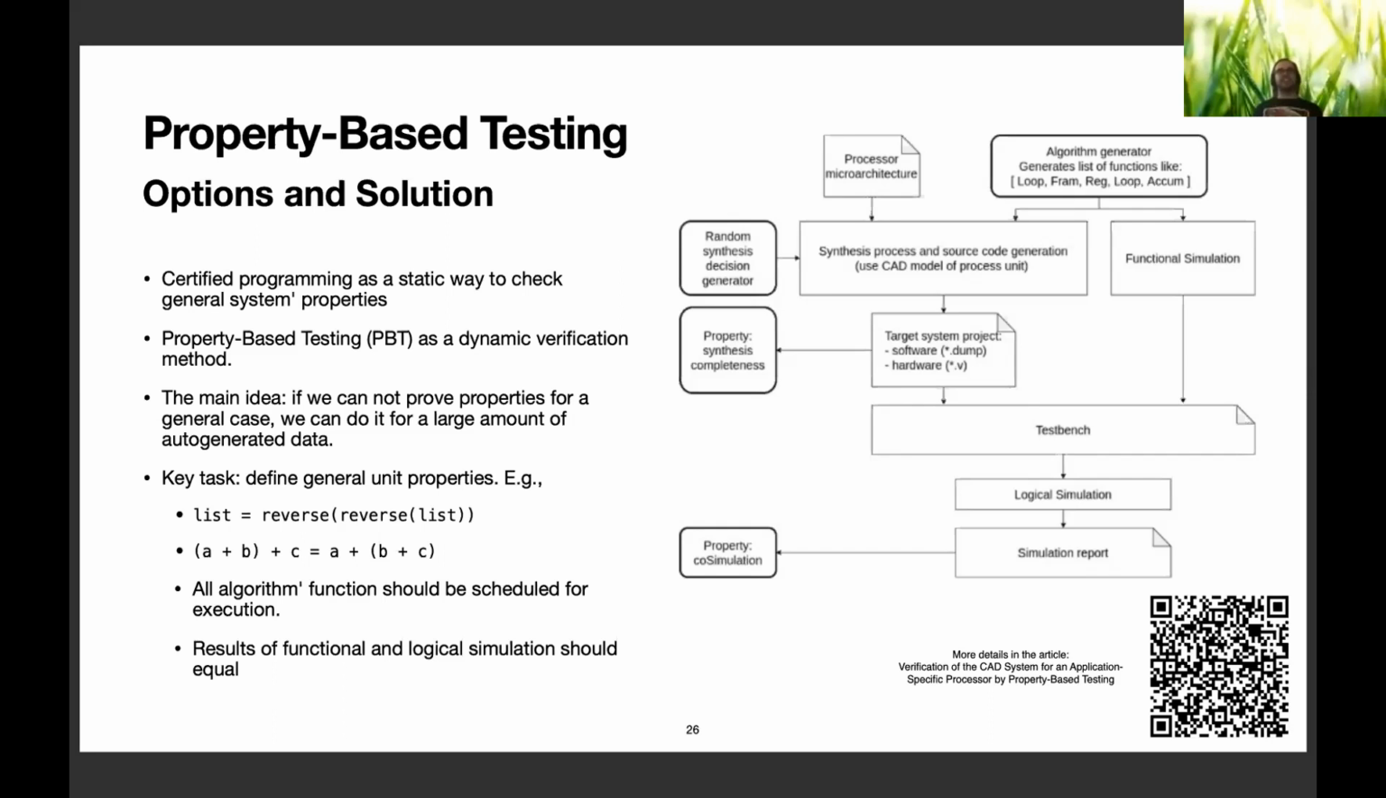Another property is co-simulation. What does that mean? That means if we generate the target system, and you can see it on the slide, here we receive the processor microarchitecture and application algorithms. After that, we can simulate it in a functional way in our CAD without hardware, and in a parallel branch, we can synthesize the target system. After that, we can simulate the execution and compare them. If logical simulation and functional simulation have the same results, we can say that mostly we don't have any significant issues in our code, in our models, in our synthesis method, and so on.